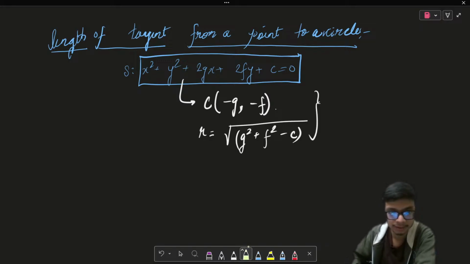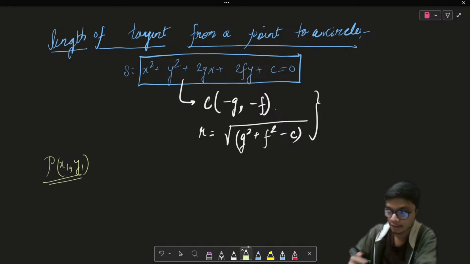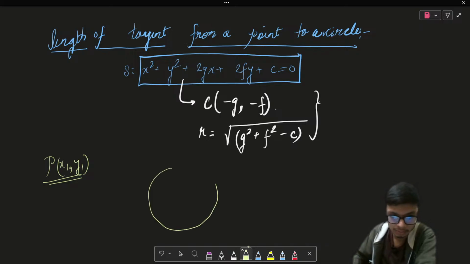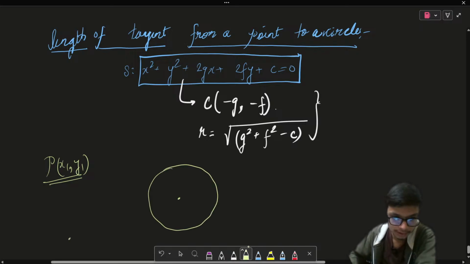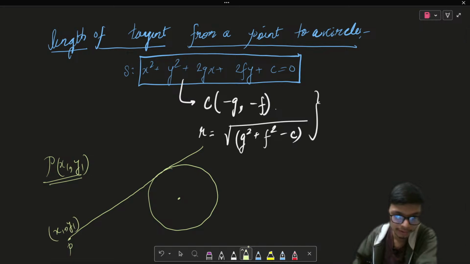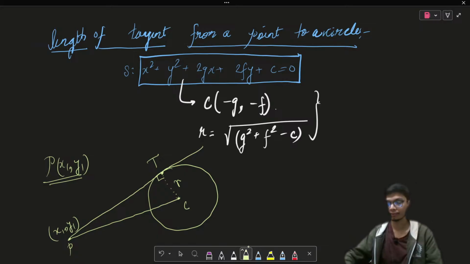Now, from a point lying outside this circle, let us call that point P, if I want to draw a tangent to this circle from P, let us draw the circle like this. The point is given as x1 y1, and the tangent intersects the circle at point T. This is the radius, and this is the center, capital C. We know that the radius is always perpendicular to the tangent at the point of contact, right? So this is what we get.